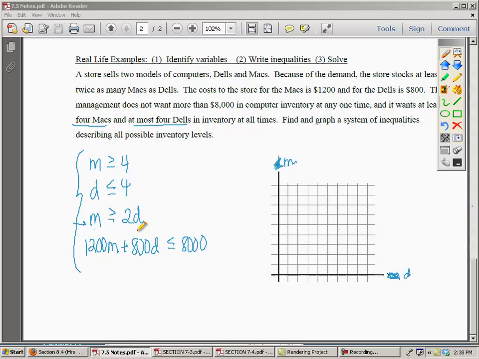Macs have to be greater than or equal to 4. So Macs is Y, right? So Y has to be greater than or equal to 4. So 1, 2, 3, 4. It's a greater than or equal to, so because it's greater than, let's shade this way.